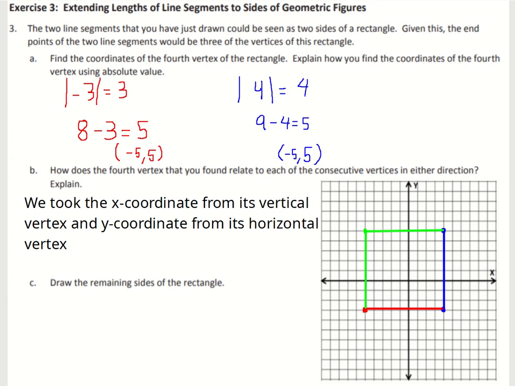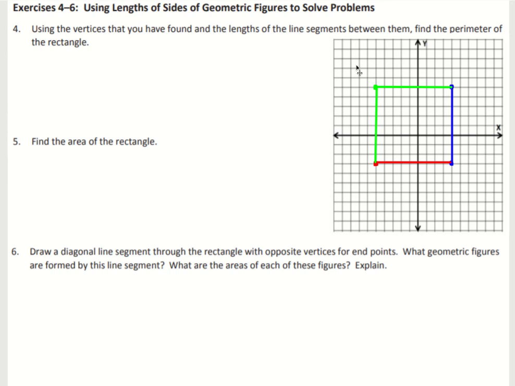Now we have 3 more quick exercises to do. Exercise 4, 5, and 6. Using the vertices that we have found and the lengths of those line segments between them, it asks us to find the perimeter of this rectangle. If you remember correctly, the perimeter of a rectangle is adding together all of its side lengths. So let's remind ourselves of how long each side length is.